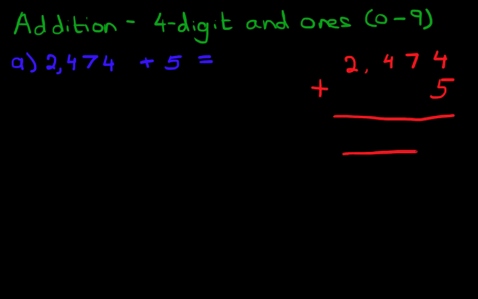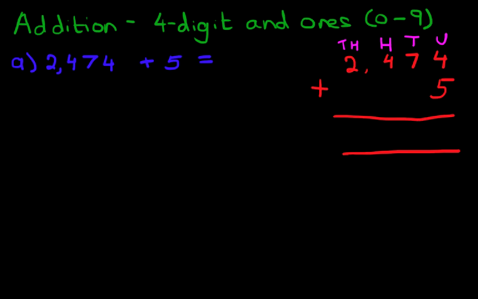So let's put the equal sign at the bottom here. Let's label the columns as well. So on the right hand side we've got the units column. The one next to it is the tens column. The one next to that is the hundreds column. And lastly the thousands column. And you know the routine by now.